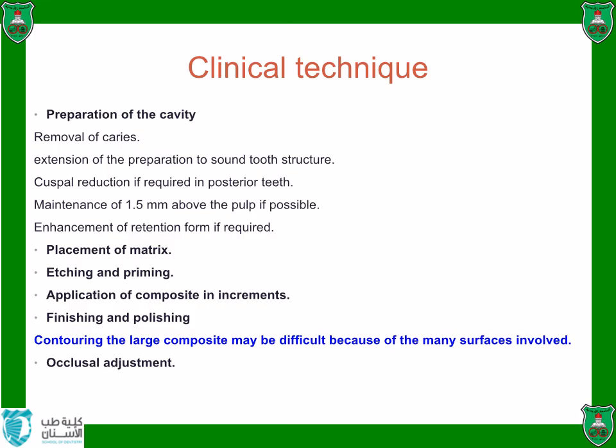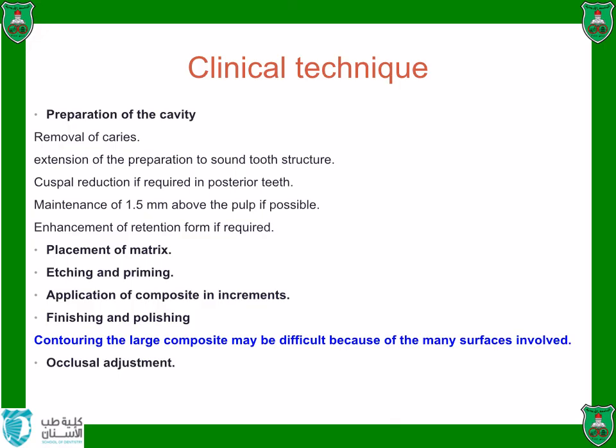Now, the clinical technique for using composite is the same. You need to prepare the cavity. As we say, everything that applies to amalgam will apply to composite, about preoperative assessment, occlusion, preparation, resistance, retention form. So you can first prepare your cavity. You need to remove the caries, extend the preparation to sound tooth structure. You might need cuspal coverage in posterior area. With indirect restoration, you should maintain 1.5 millimeter above the pulp if possible.